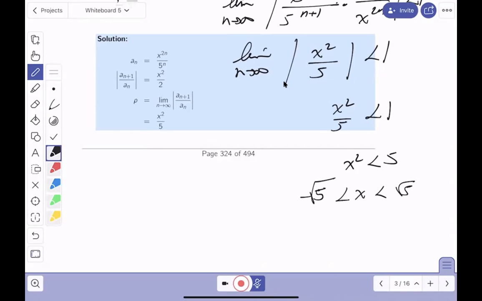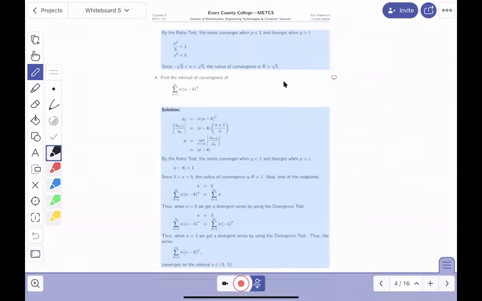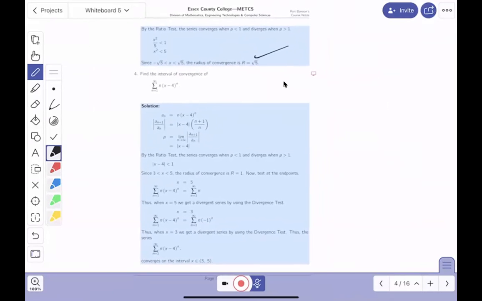What's the length of that interval? 2 root 5s. What's its radius? Half that. So the radius is root 5. All right, let's go to the next page. Let's see how we did. And yep, they got it over here. All right, let's look at this one over here.